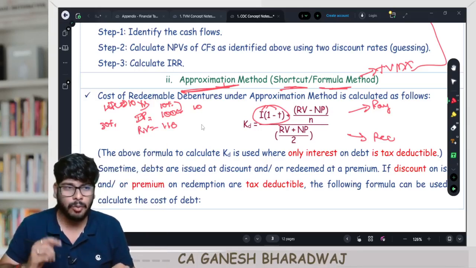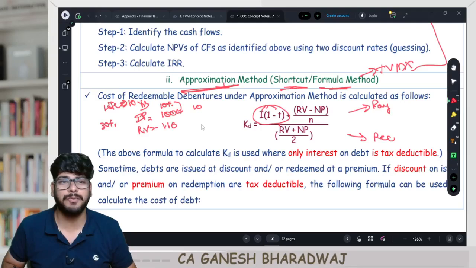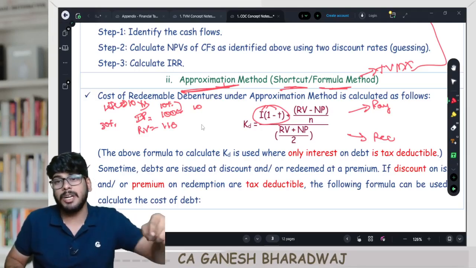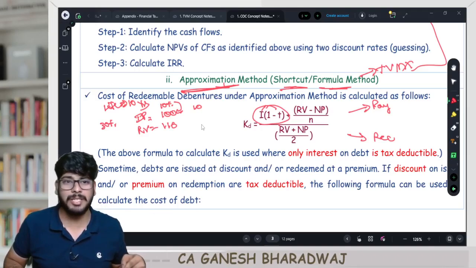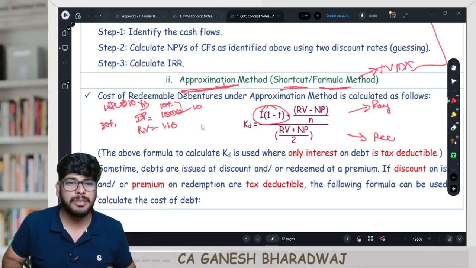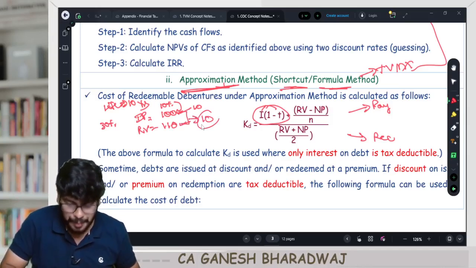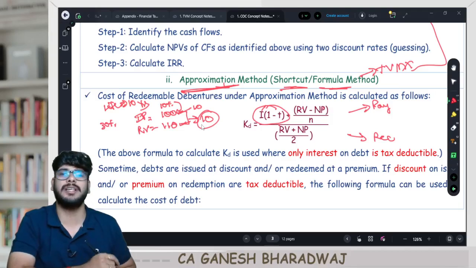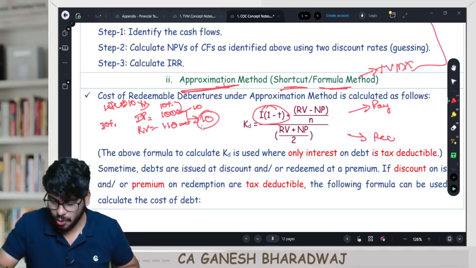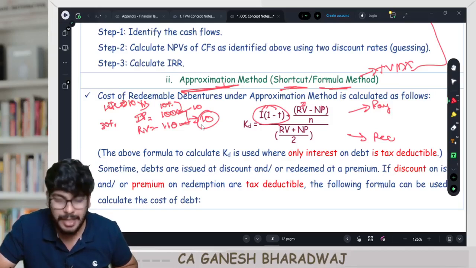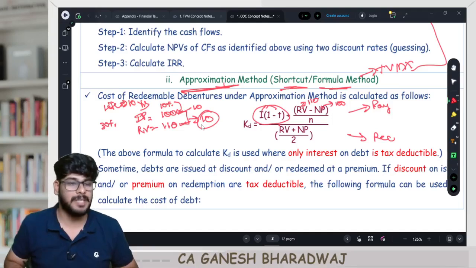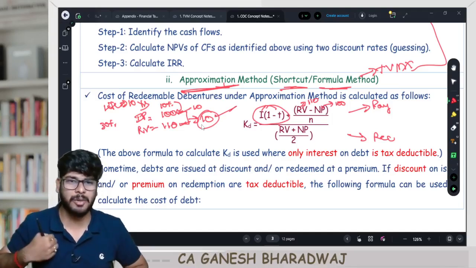Next. Now, is that the only cost the company is incurring because of this? No. When I received money from the investor, the debenture holder, I received only how much? 100. Issue price was 100. But when I am redeeming it at how much? 110 rupees. Which means this extra 10 rupees is also my cost, because I raised the money from the debenture channel. So RV minus NP. RV is going to be 110. NP is going to be 100. Right? This extra cost of 10 rupees is also my cost.